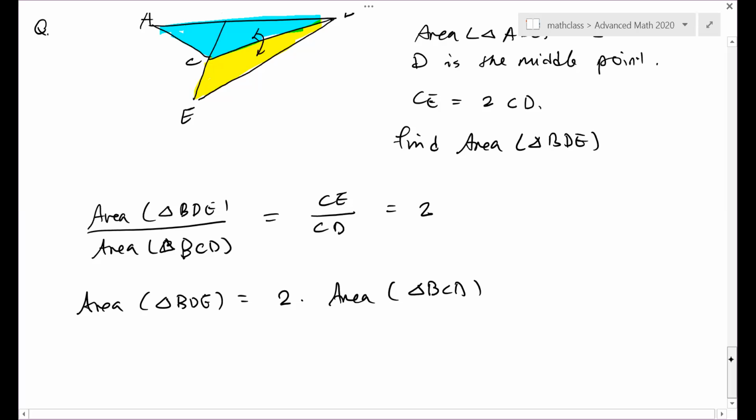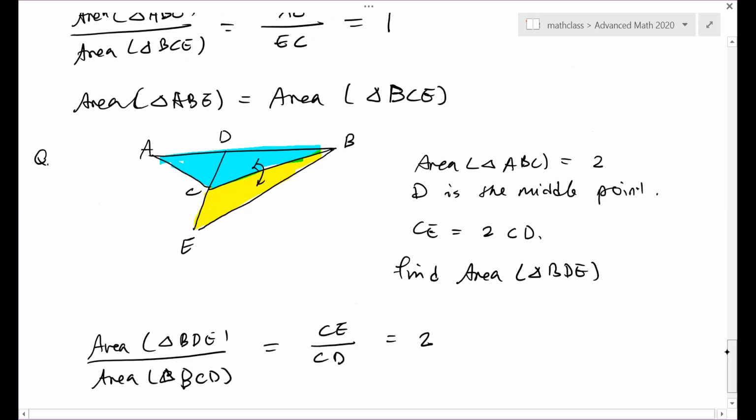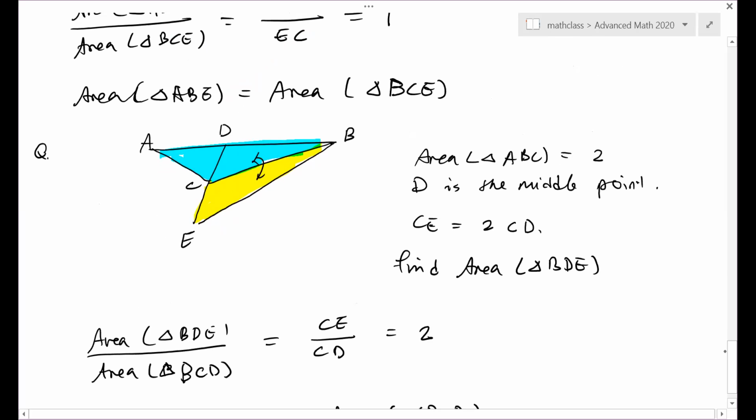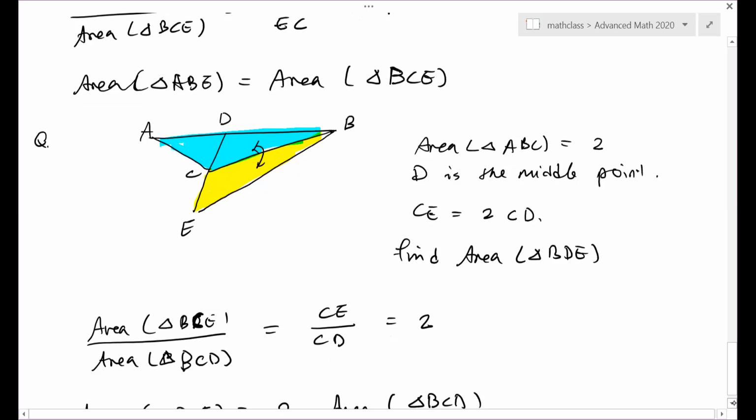The area of triangle ABC is going to be 1. Sorry, I made a mistake here: it's BC, not BD. So I use a comparison. We want to find out BD, so compare those two triangles, be careful.